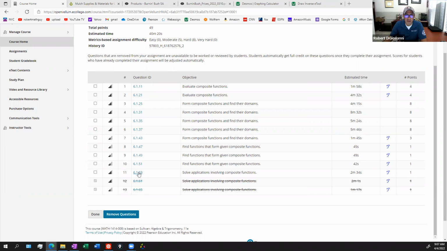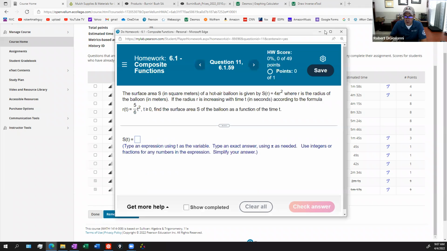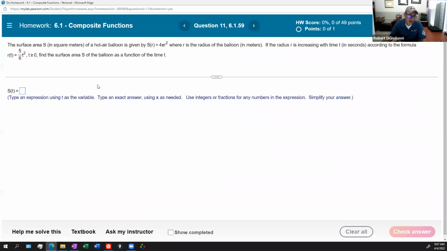Yeah, okay. All right, we can do the surface area one, which would be this one here. So 12 and 13, you don't have to worry about. This one here, I left this one here. So let's read through the surface area. S, in square meters, of a hot air balloon is given by this formula, where R is the radius of the balloon in meters. If the radius R is increasing with time, according to the formula, find the surface area of the balloon as a function of time.